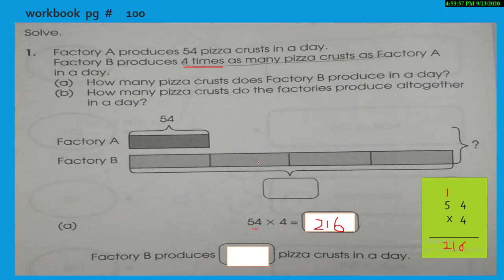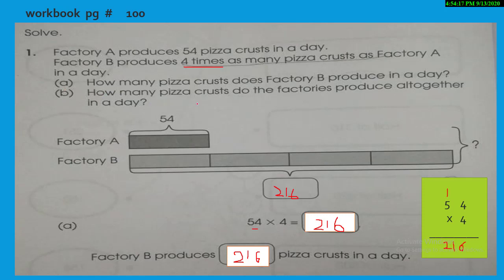So you will write down your answer over here as well. And you will write down factory B produces 216 pizza crusts in a day. So you got your answer. Part A is solved. Let's move on to part B. What is the question that they give you?